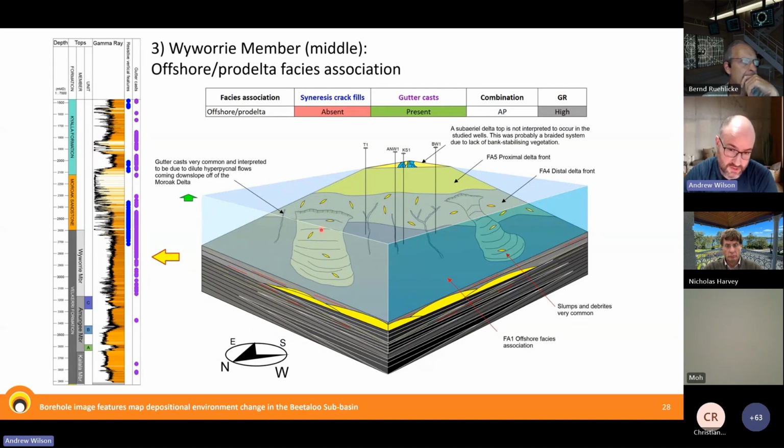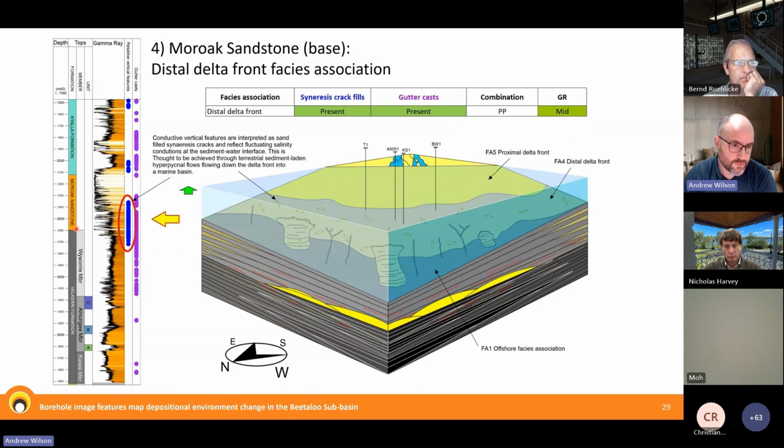And interestingly, some of the slumps contain syneresis crack fills, but the actual formation in between them doesn't, so we don't see those. It's only really where we get into the base of this Maroc sandstone here that we start to see these syneresis cracks appearing in predominantly heterolithics, and the gutter casts are still with us at that point, as we saw previously.